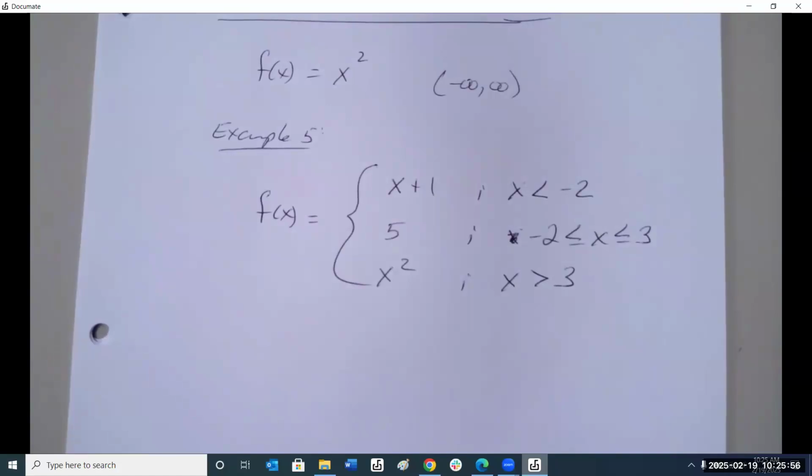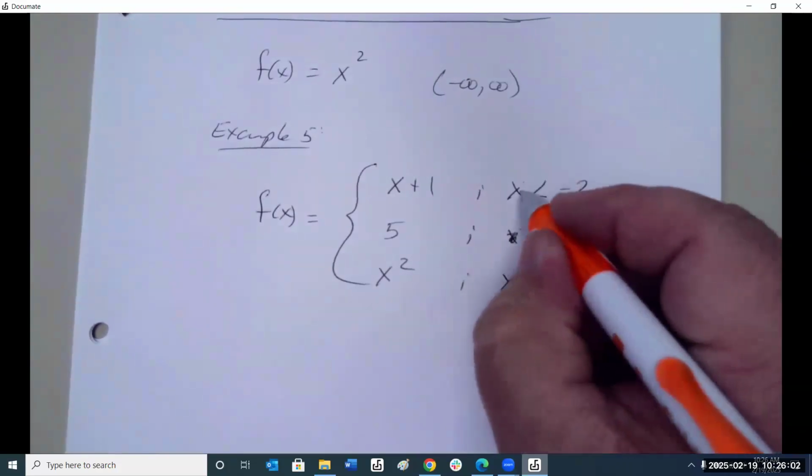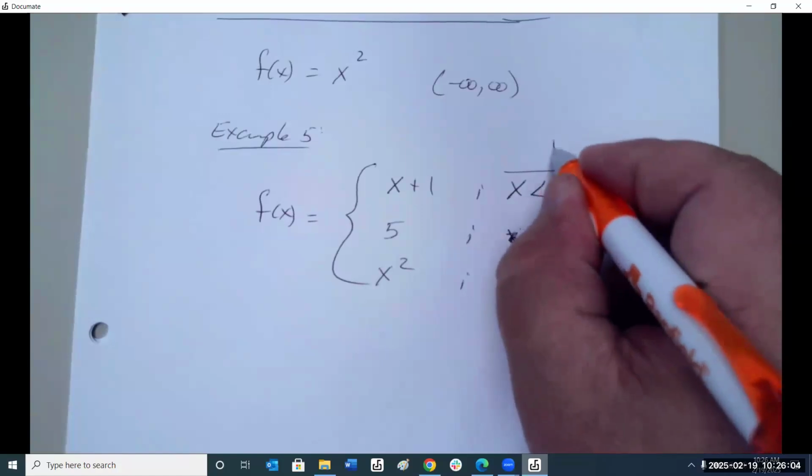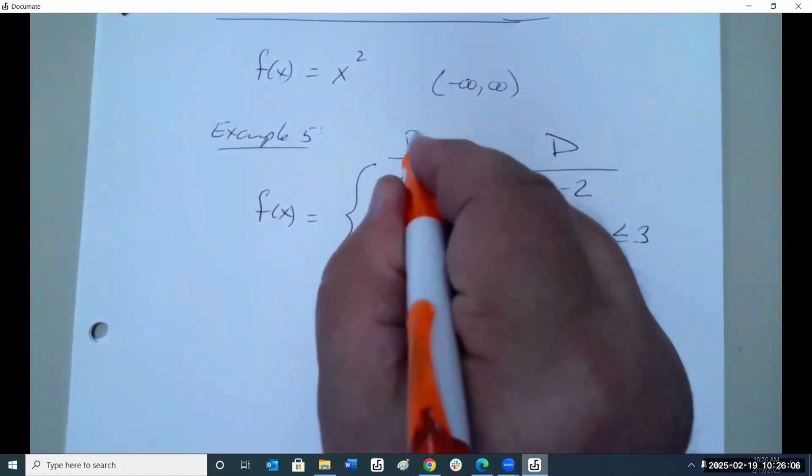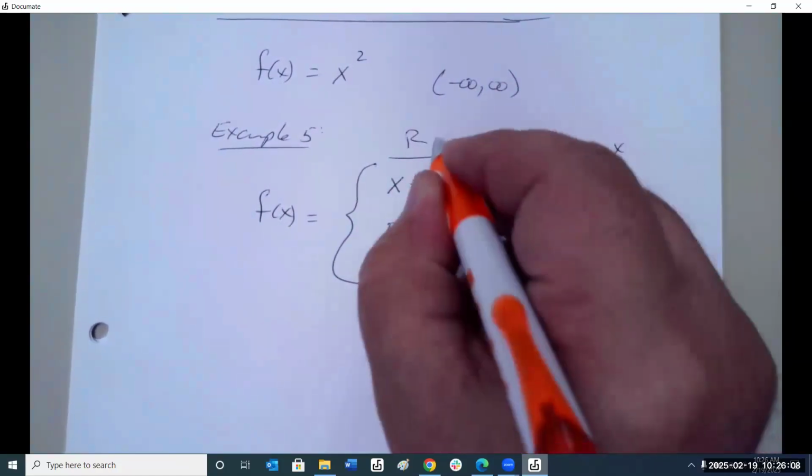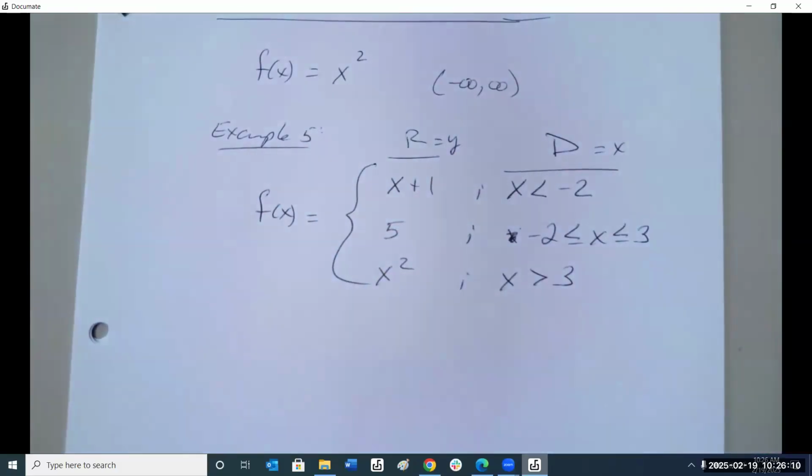How many pieces are there? 3. This is my domain. This is my range. These are my X values. This is my Y value.